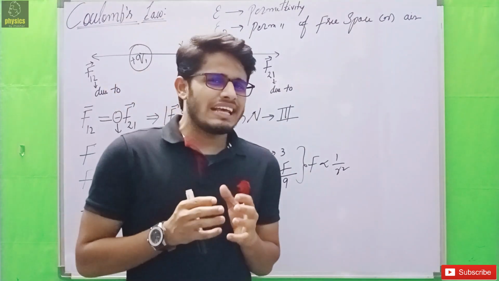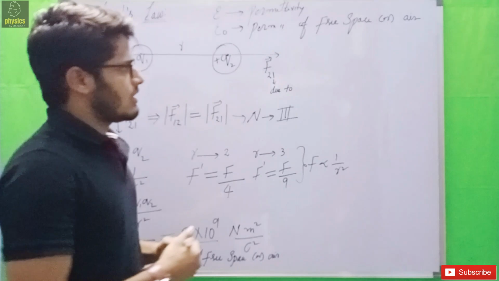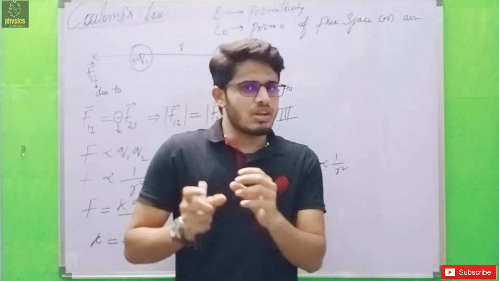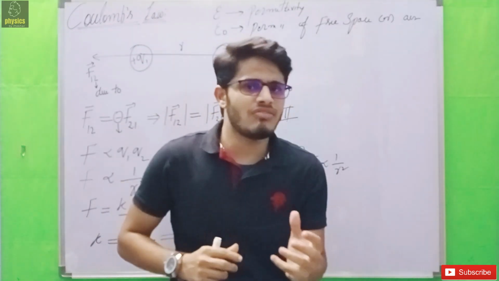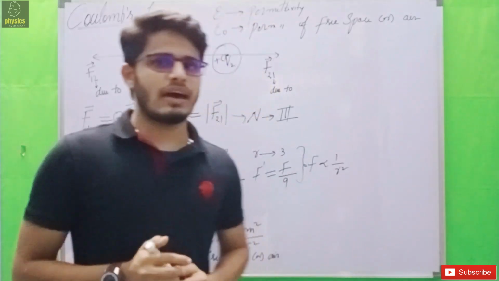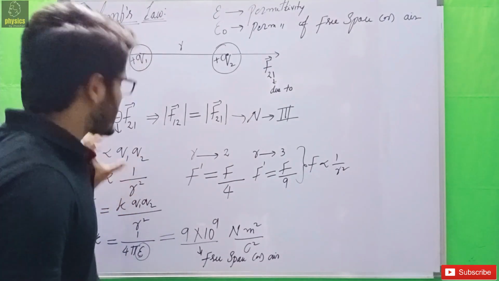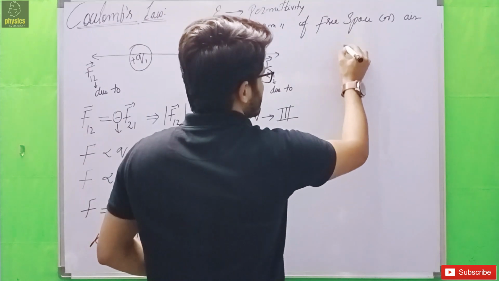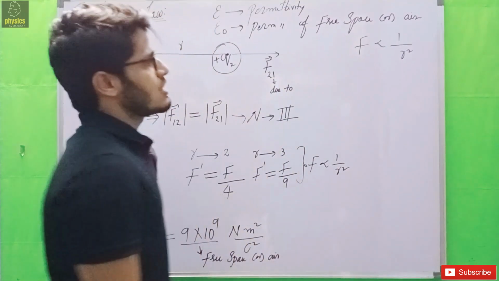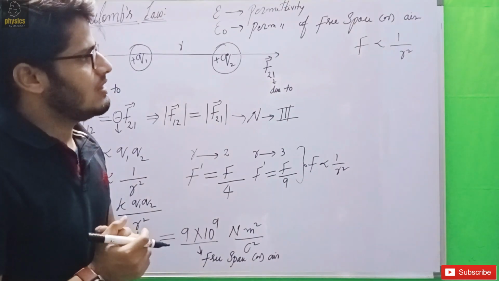Now, in the competitive exams, based on the inverse square law, you'll get a question something like this. They'll give you some graphs in options A, B, C, D, and you have to identify which particular graph perfectly represents the inverse square law. F is proportional to 1 by R square. How are you going to represent it in a graphical manner?